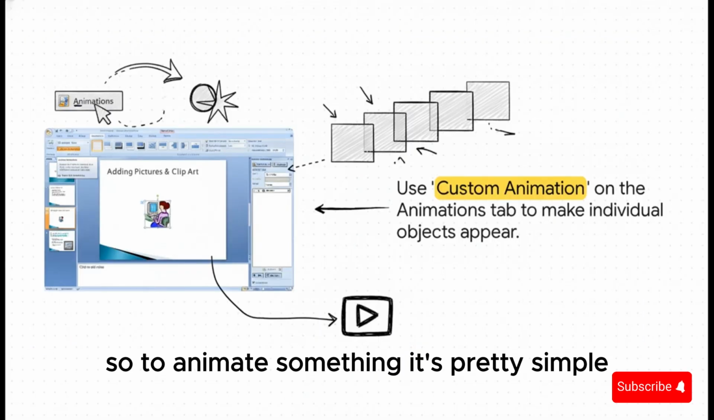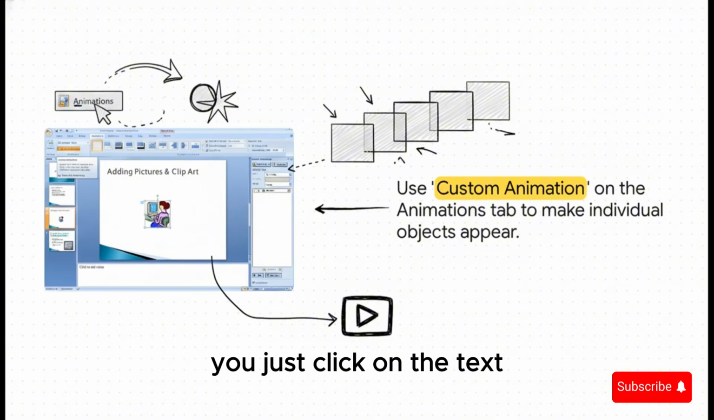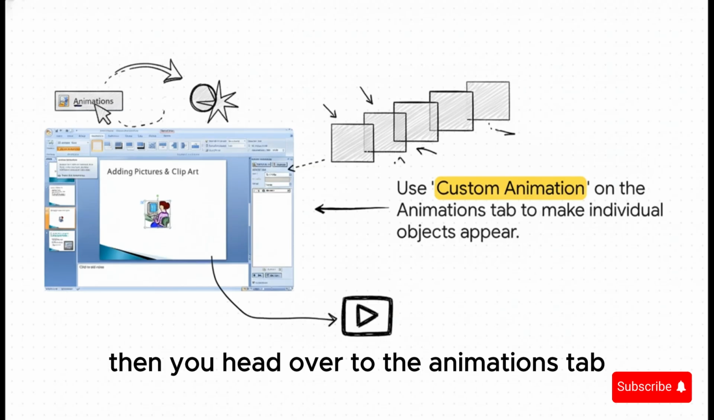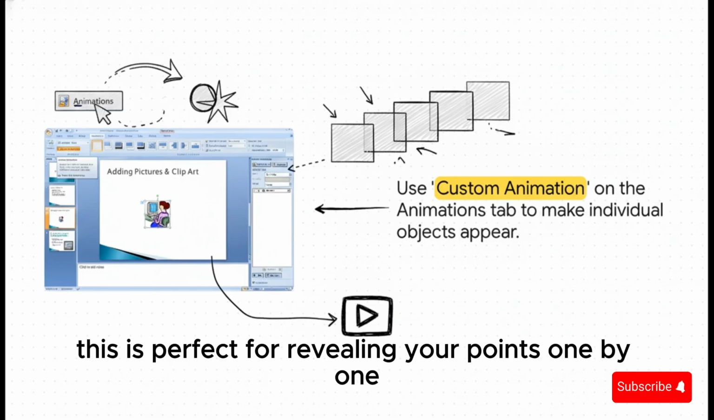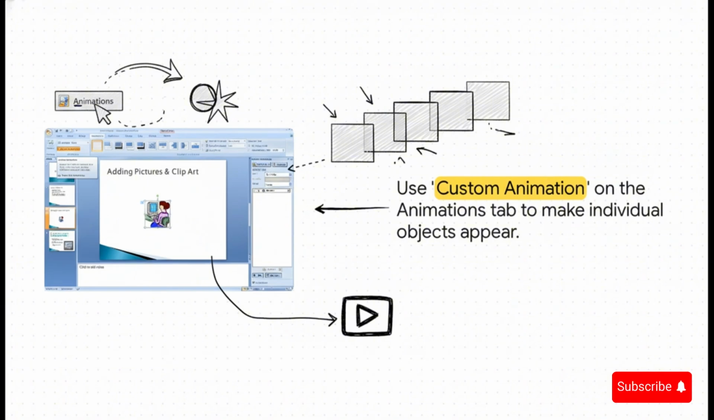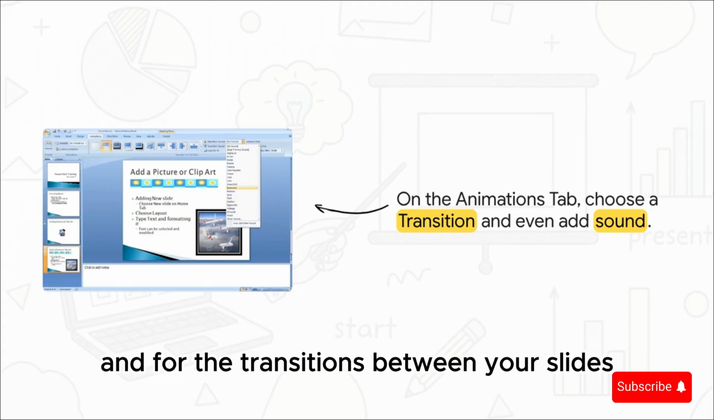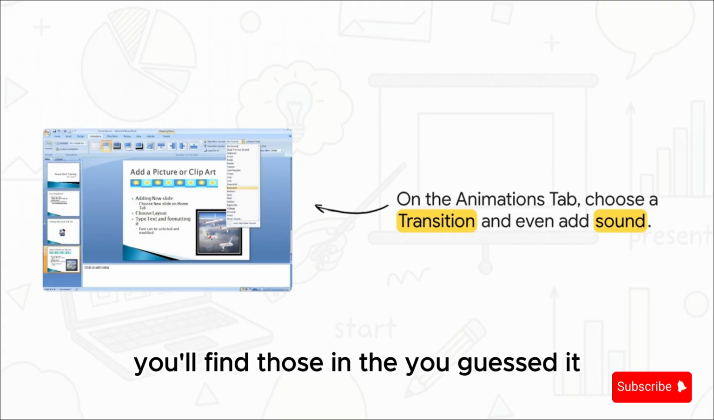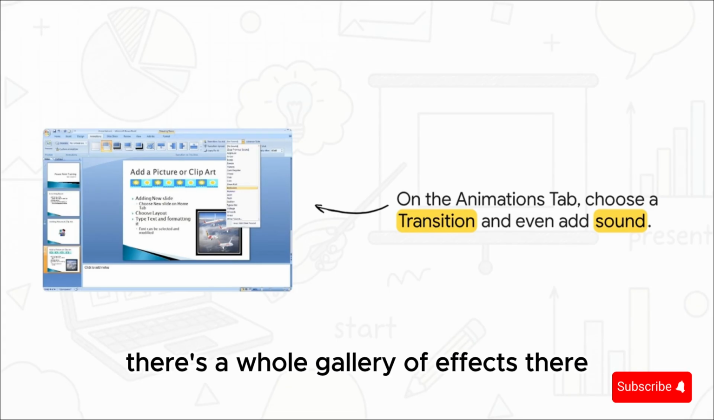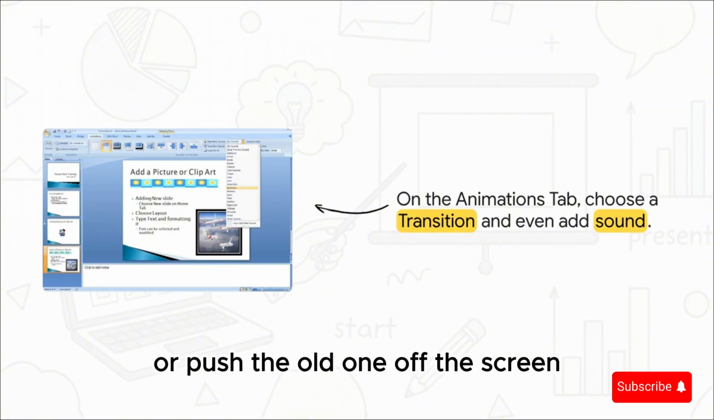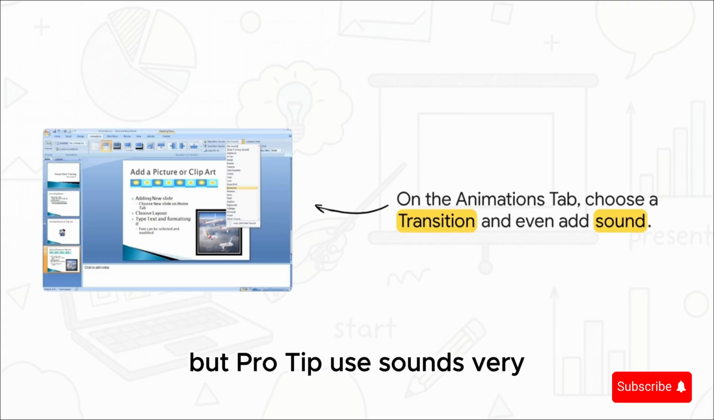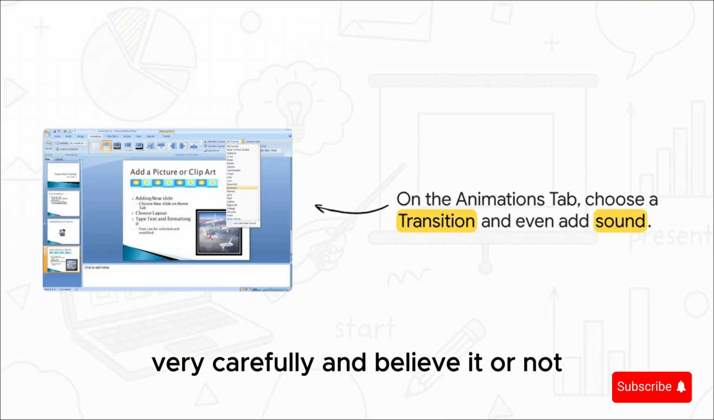So to animate something, it's pretty simple. You just click on the text or the picture you want to move, then you head over to the Animations tab. You'll see a whole menu of options like fade or fly in. This is perfect for revealing your points one by one, instead of all at once. And for the transitions between your slides, you'll find those in the, you guessed it, Transitions tab. There's a whole gallery of effects there. You can have your slides fade in or push the old one off the screen. You can even add a little sound, but pro tip, use sounds very, very carefully.